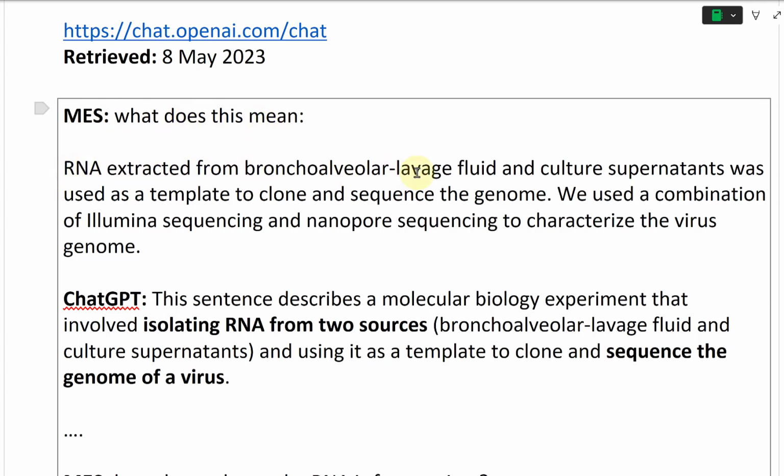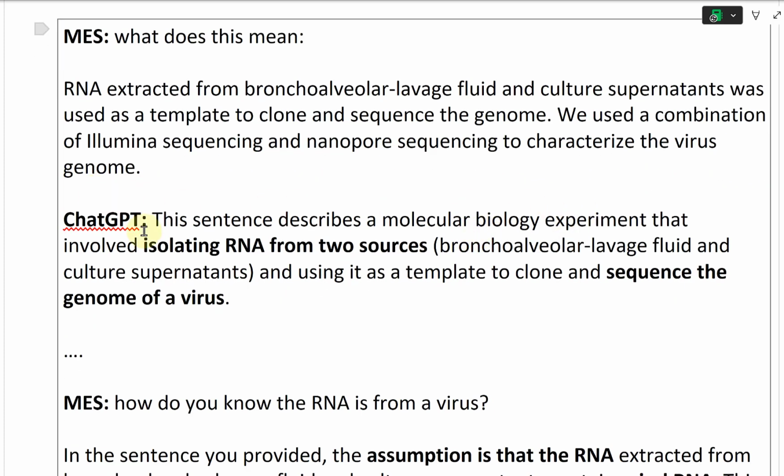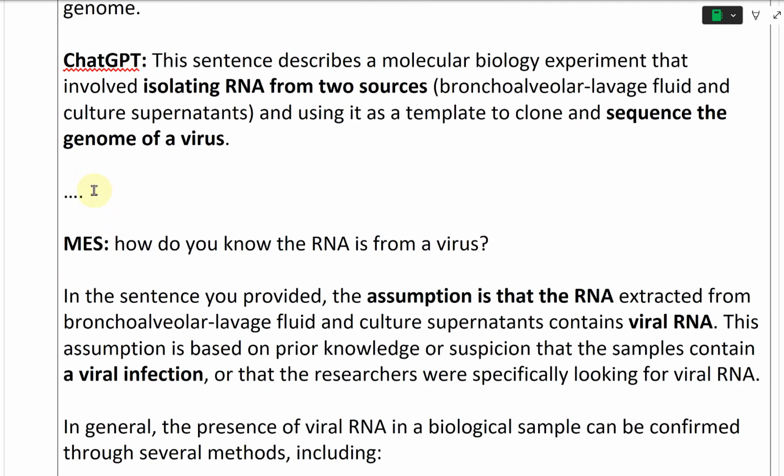The RNA extracted from bronchoalveolar lavage fluid and culture supernatants was used as a template to clone and sequence the genome, and we used a combination of Illumina sequencing and nanopore sequencing to characterize the virus genome. And ChatGPT states this sentence describes a molecular biology experiment that involved isolating RNA from two sources, bronchoalveolar lavage fluid and culture supernatants, and using it as a template to clone and sequence the genome of virus. And it keeps going on and on, but I just wanted to ask it about this RNA.